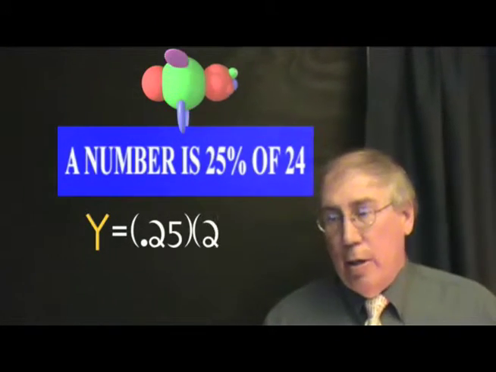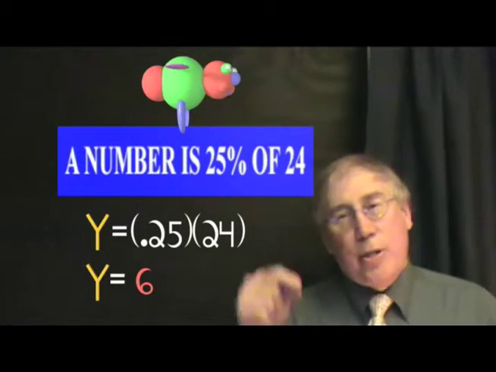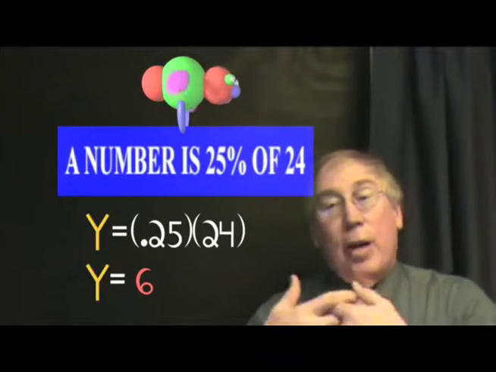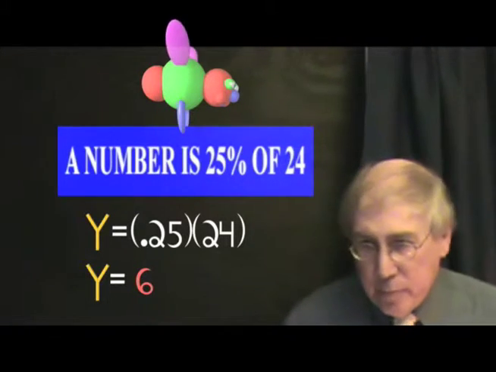Y could be the number, is to be equal. 25% can be changed to 0.25. You can multiply it times 24, and you find out that y equals 6.